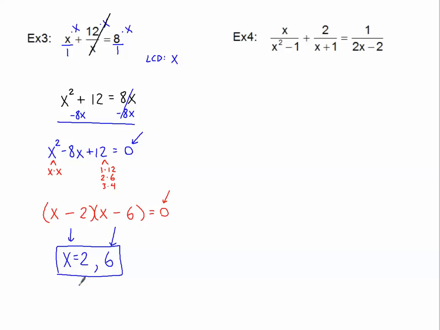Oops, I boxed it in again. I should have checked the denominators. But there's only one denominator with a variable, and the only number that cannot go there is actually the number 0, and 2 and 6 are not 0. So those must be my answers.